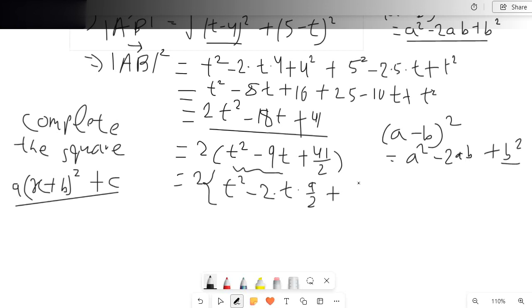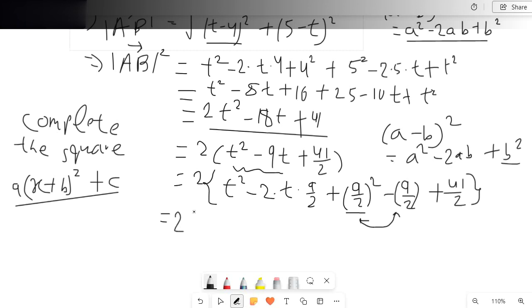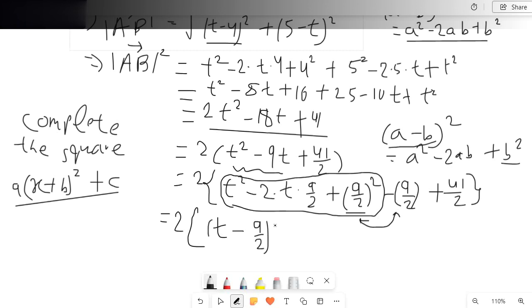Here the value of b is 9 by 2, so we have to place plus (9 by 2) whole squared here. And because we took (9 by 2) whole square, we also have to subtract (9 by 2) whole square again, so that the resultant of these two values is 0, plus 41 by 2. And so further simplifying, we can now express this as a complete square, for example (a minus b) whole square. So we should have (t minus 9 by 2) whole square, because as mentioned previously, the value of b here is 9 by 2, and minus 81 by 4 plus 41 by 2.